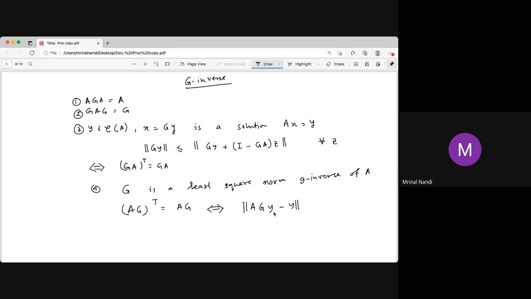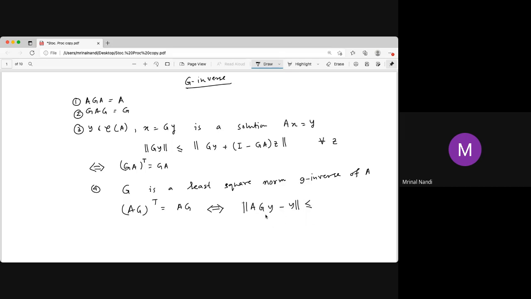The norm cannot be negative, so this is 0. If y is in the column space of A, then AGy minus y is 0 for all y, so every G satisfies this property. But now if y is outside the column space, then AGy is not equal to y, so the norm is not 0; it is strictly positive. But you have to take such a G that is actually a least square G inverse.